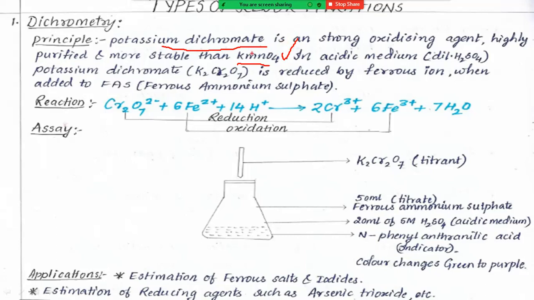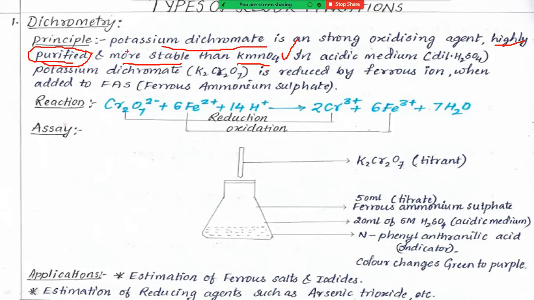But potassium dichromate is a highly purified substance when compared with potassium permanganate. So when we see a highly purified substance, we can call it a primary standard. Here potassium dichromate is acting as a primary standard substance. As we already know from the previous class, primary standard substances are highly purified, very stable, and have less hygroscopic nature, right? And also less reactivity. All the properties that potassium dichromate has are very similar to primary standard solutions.